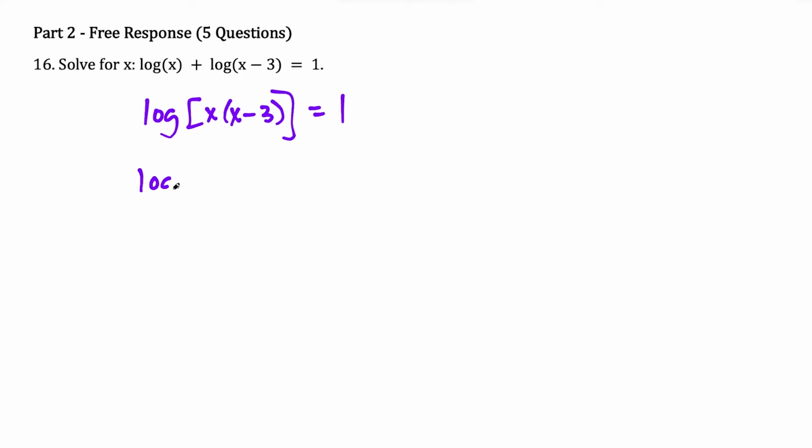So now we clean this up a bit. We have x times x is x squared. And then we have x times negative 3 is minus 3x. And this is all equal to 1.